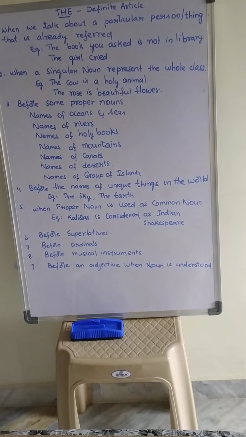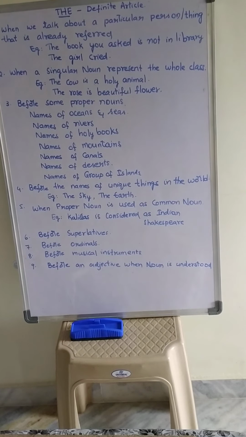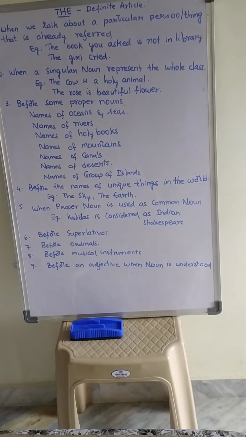The book you asked for is not in the library. That means he had asked for the book earlier, and now the answer is that the book you asked for is not in the library. The girl cried. So you beat the girl, that is why the girl is crying. That is the first situation where we have to use the definite article.